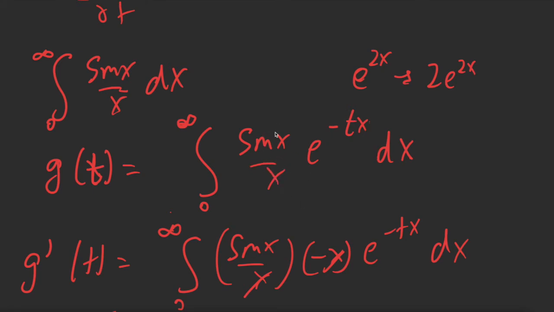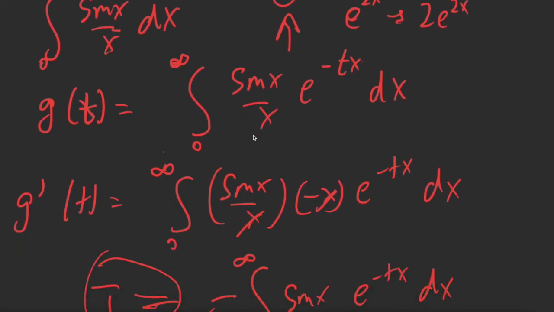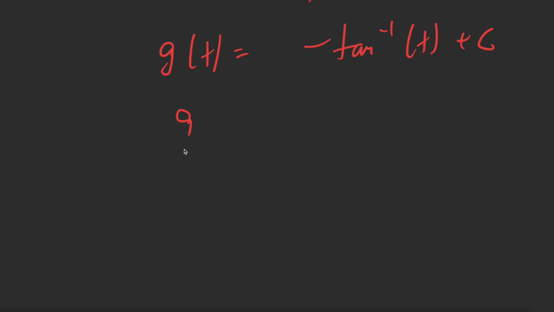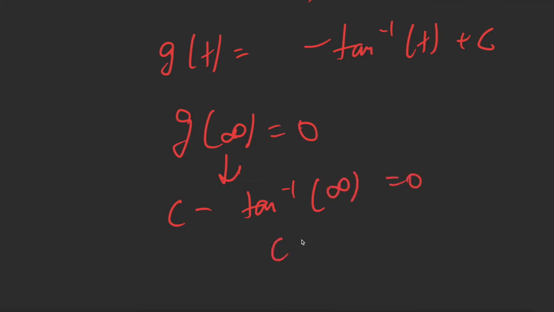So we need, and now if you see, if you put t is equal to infinity, the inner value just goes to 0, and integral of 0 dx is 0, because that's just a straight line on the x-axis and there is no area under it. So we know one more thing, we know that g of infinity is equal to 0. And we also know g of infinity is c minus tan inverse of infinity is equal to 0. So c is equal to pi by 2.